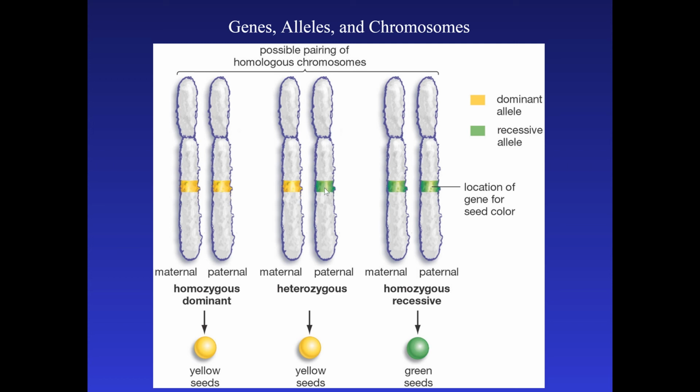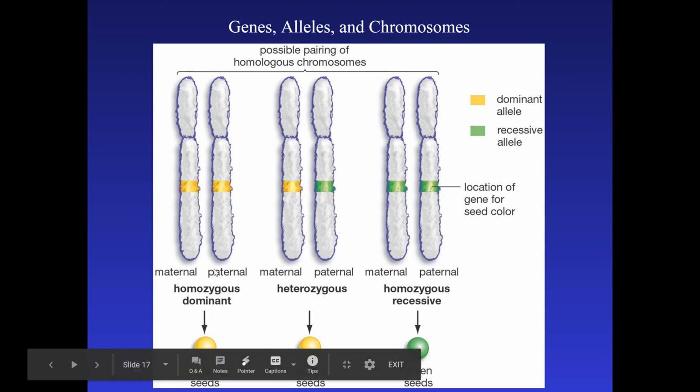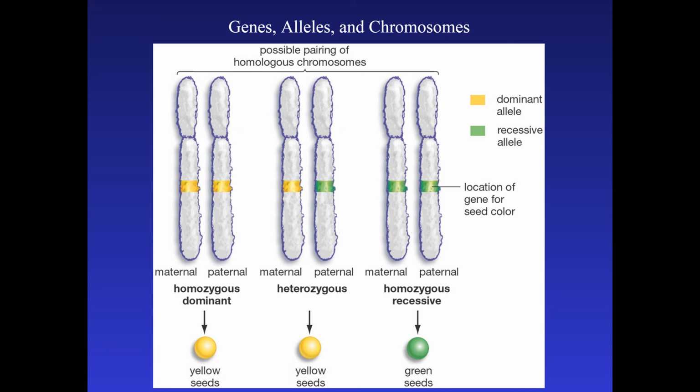Now, if the yellow is dominant, as long as something is yellow in this pairing, it is going to be dominant. So we have two yellows, means it's going to be dominant. We have a yellow and a green, means it's going to be dominant. We have two greens, that means it will be recessive and it will have the green seeds.